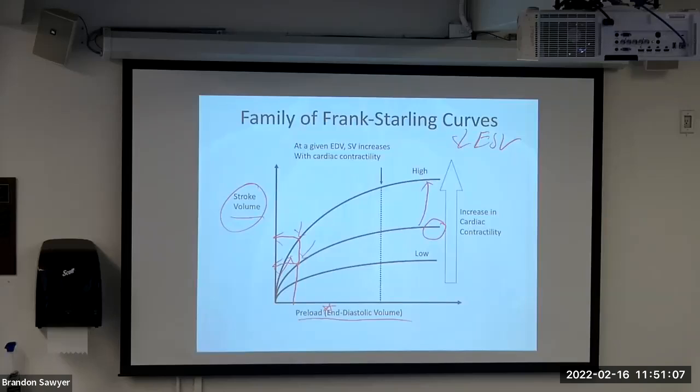Okay, and same thing with ejection fraction. End diastolic volume is the denominator of that equation and stroke volume is the numerator. Obviously stroke volume is going up, and end diastolic volume doesn't change, so that's going to give us a greater percentage of the blood that came out.